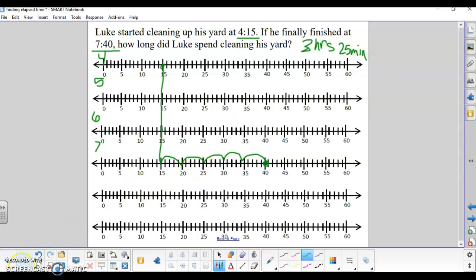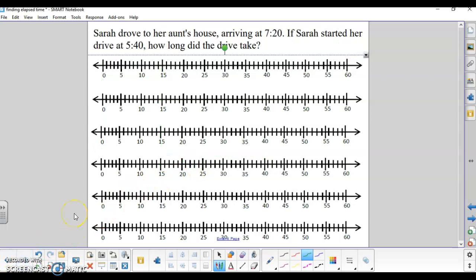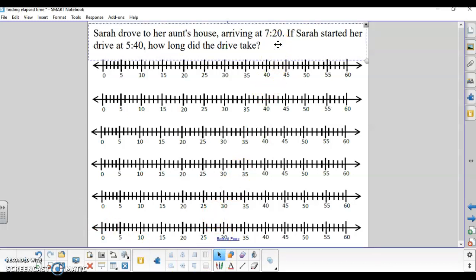All right, let's try one together. So this one I'm going to read to you. I'm going to label the number line, and then I'm going to ask you to try and find how many hours and minutes it took Sarah. Sarah drove to her aunt's house, arriving at 7:20. If Sarah started her drive at 5:40, how long did it take her? So we have Sarah starting at 5:40, so I'm going to label my number line at 5:40. And she's going to finish at 7:20.